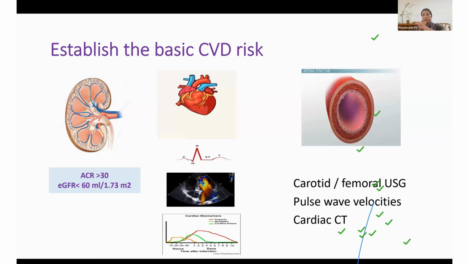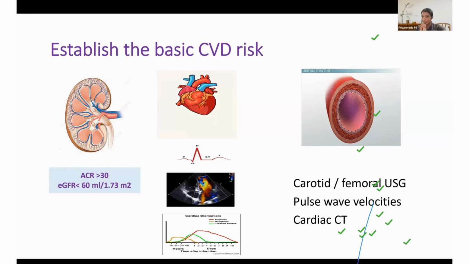The other thing is there are two parameters on which we decide to treat the hypertension. One is the blood pressure per se, the second is the cardiovascular risk. So there are certain basic investigations we need to do to assess the cardiovascular risk. One is a GFR assessment based on serum creatinine and a urine albumin creatinine ratio. If that's not feasible, get a protein creatinine ratio.